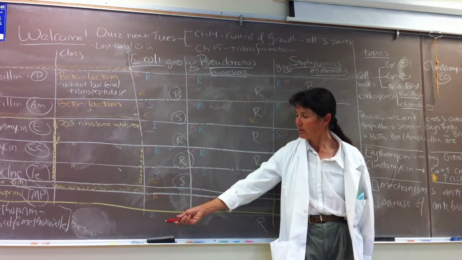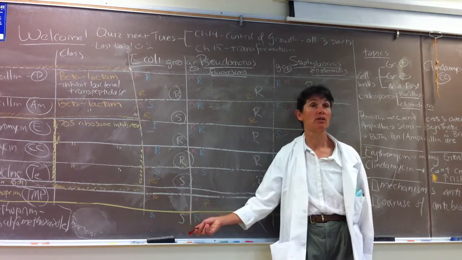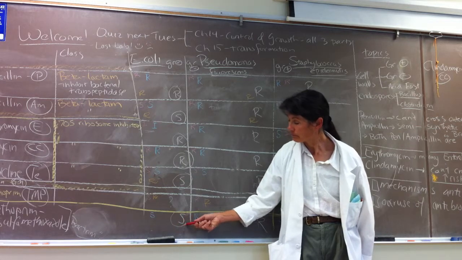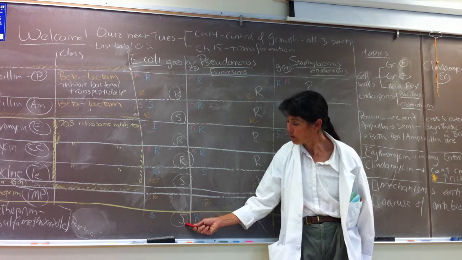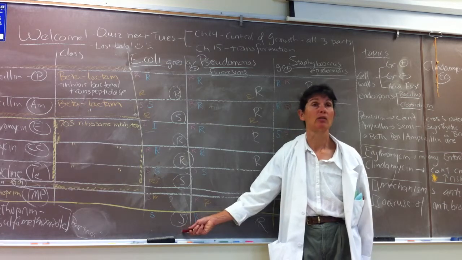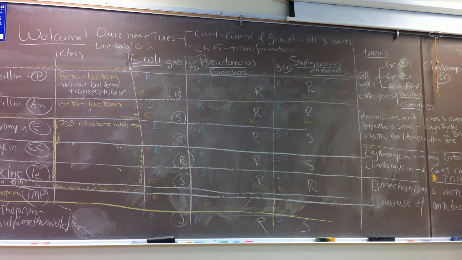When trimethoprim is combined with sulfamethoxazole, so we're getting two-step inhibition of two different enzymes, then we are seeing therapeutic level of killing of our E. coli with the combination trimethoprim sulfamethoxazole. Okay, now what do you guys notice about our Pseudomonas?